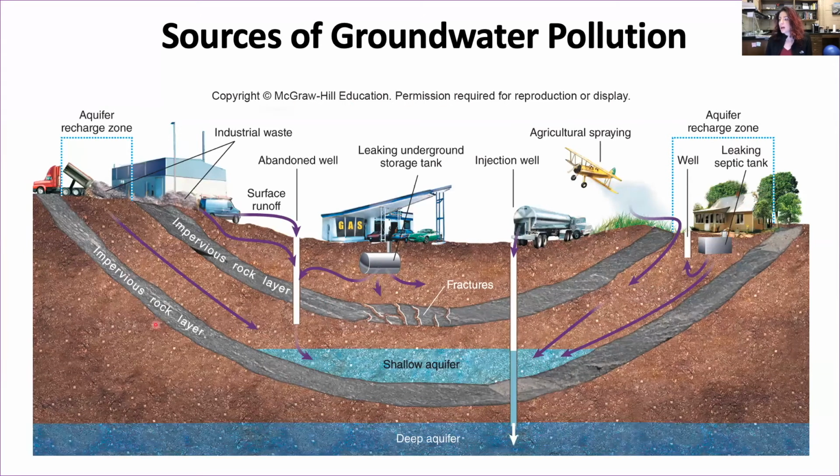So this is groundwater pollution, meaning water that's on land. If you remember back to the top of this lecture, we discussed that the ocean is the largest reservoir of water on our planet.